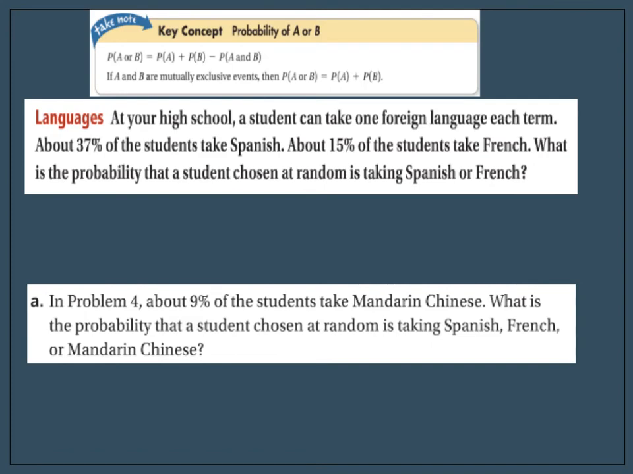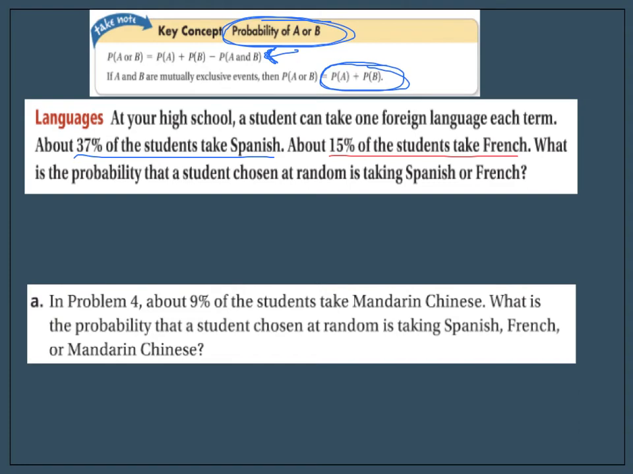Now the probability if I have an or statement. If they're mutually exclusive, I can just add the 2 probabilities together if they do not affect the other. But if they do affect the other, I have to subtract what repeated. So if I look at this problem, at your high school, a student can take 1 foreign language each term. 37 students take Spanish, 15 students take French. What is the probability a student chosen at random is Spanish or French?